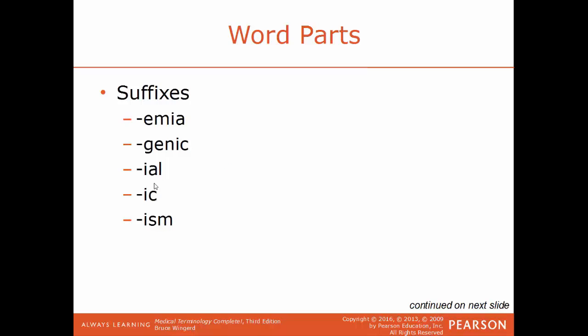All right, some suffixes. Emia means of the blood. The suffix genic means produced by or produced in. The suffixes ial and ic both mean pertaining to or in relation to. And the last one, ism, is a reference to a condition or a process. Itis means inflammation. Oma is a reference to a tumor. Osis is a reference to an abnormal condition. Pathy is having a disease.